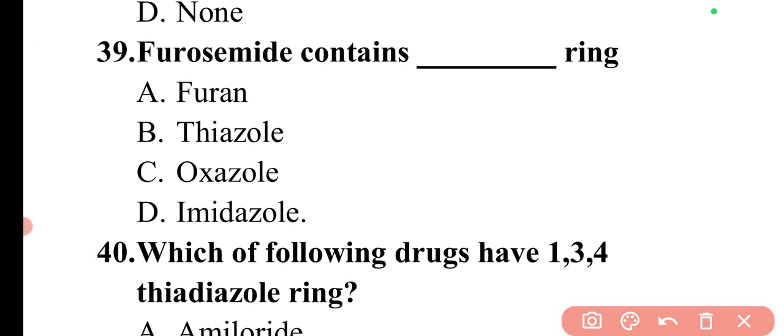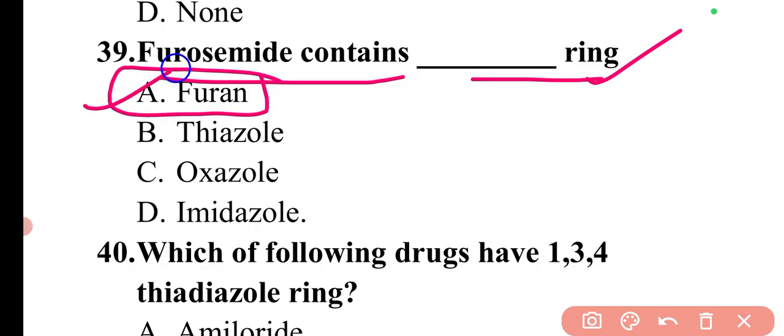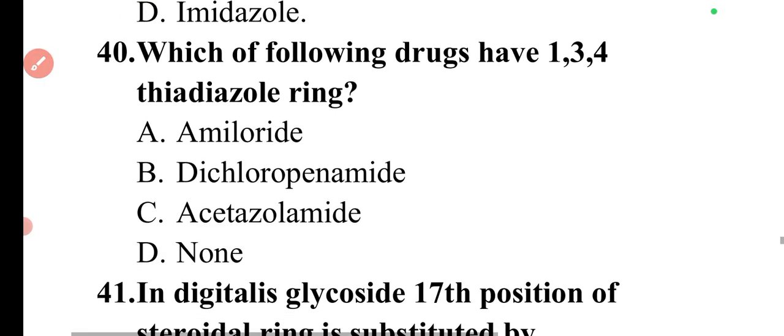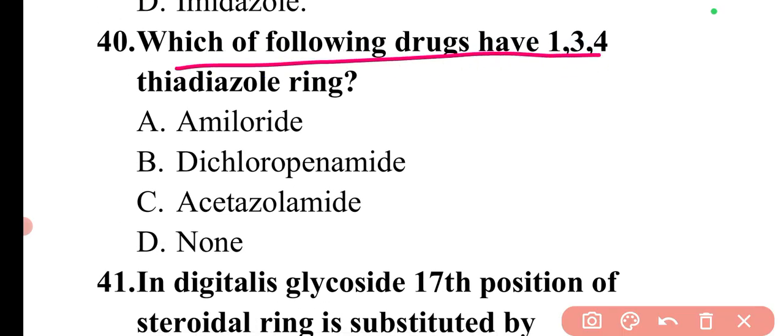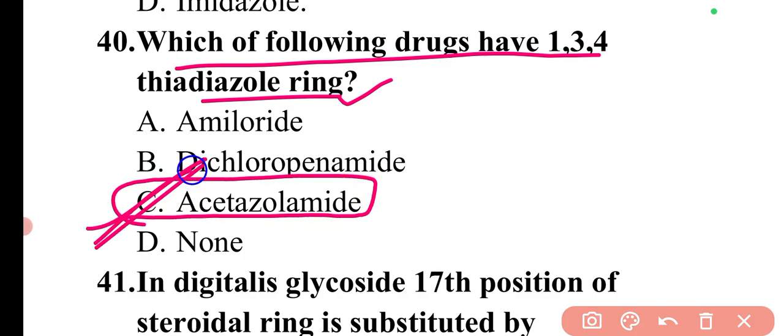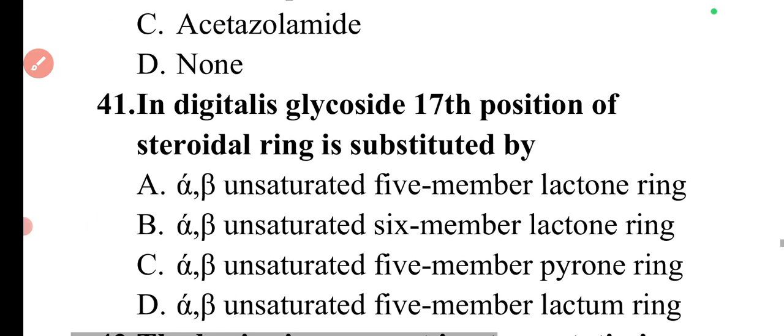Next question is, furosemide contains dash ring. So the ring present in furosemide is the furan ring. So here option A is correct. So this question is also important regarding furosemide. Next question is, which of the following drugs has a 1,3,4-thiadiazole ring? This ring is contained in acetazolamide, which is a carbonic anhydrase inhibitor used as a diuretic drug. So here option C is correct.